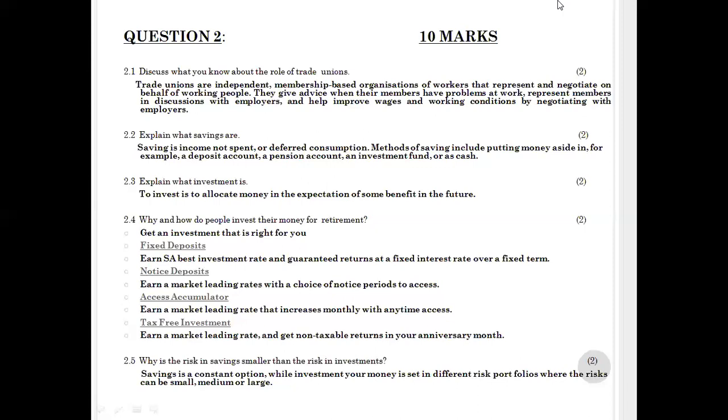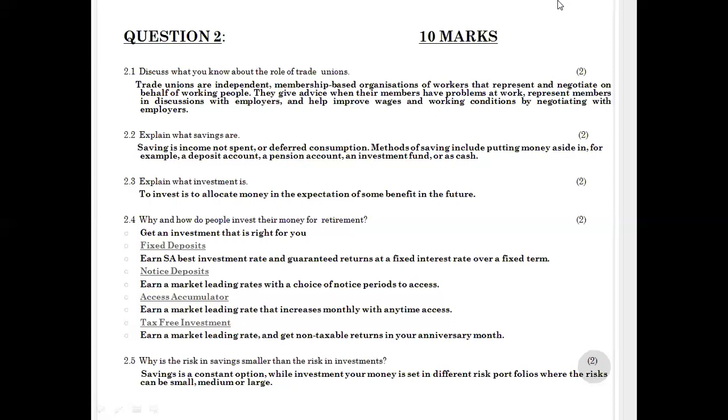You can do it by fixed deposits, and then you will see with each one, I've given a little description. Fixed deposits in South Africa earn the best investment rate and guaranteed returns at a fixed interest rate over a fixed term. While notice deposits earn market-leading rates with a choice of notice periods to access. Access accumulator, that is when a market-leading rate increases monthly with anytime access. And tax-free investment is earn a market-leading rate and get non-taxable returns in your anniversary month.